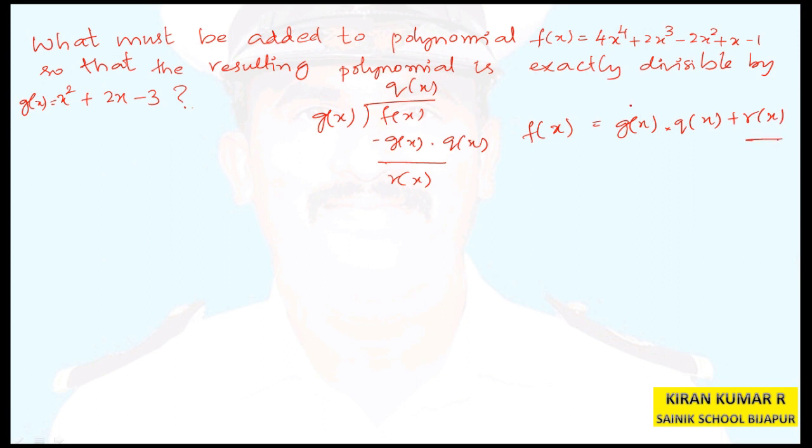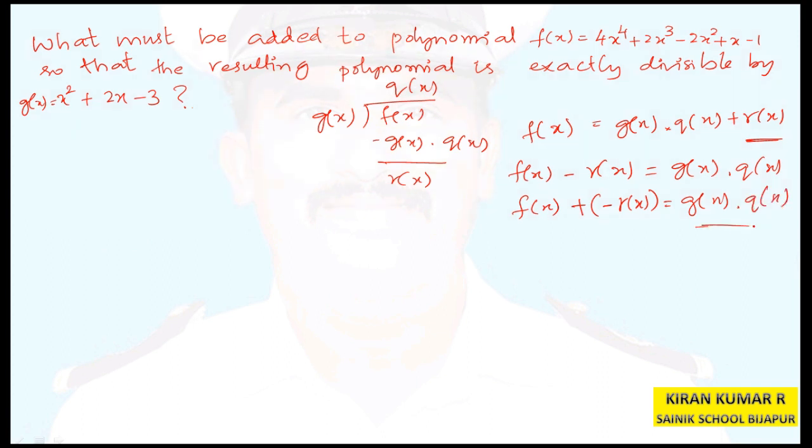Suppose if I transpose this, I will be getting f of x minus r of x equal to g of x into q of x. Here observe this, it is same as f of x plus, inside, r of x is subtracted. Look at LHS and RHS. If this RHS is divisible by g of x completely, then the left hand side also will be divided.